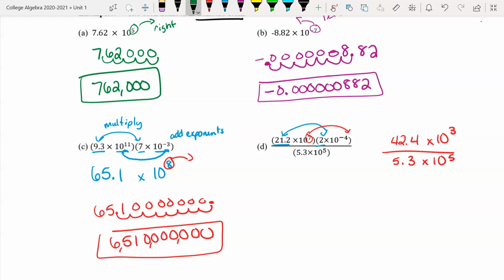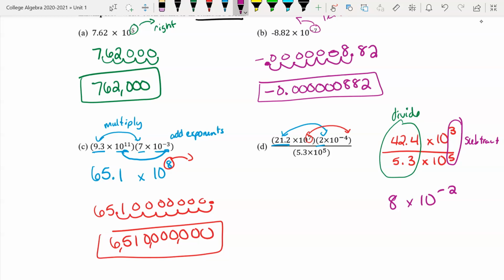Now this is very similar to the multiplication, but now we're going to follow division rules. So I'm going to divide these, and your exponents, you're going to subtract. All right, so this one is very important to do top minus bottom. So I do 42.4 divided by 5.3. I get 8 times 10 to the negative second. Again, I did 3 minus 5. It's very, very important that you do top minus bottom. Whenever we're doing integer exponents, that rule kind of goes out the window because we're just simplifying. But here, it's very important to follow the rule.